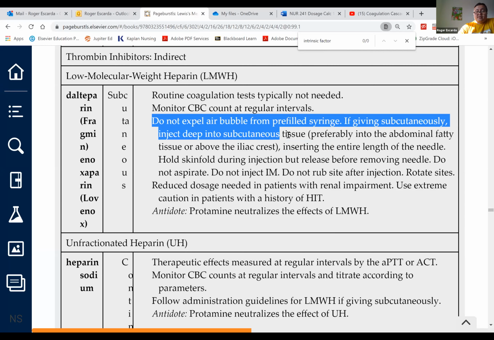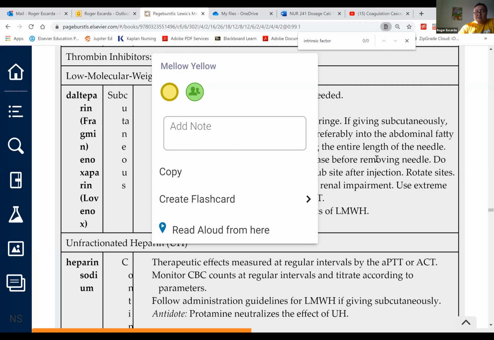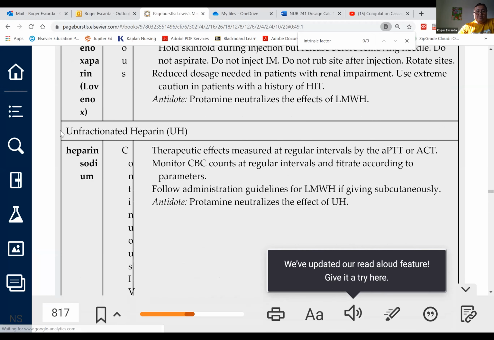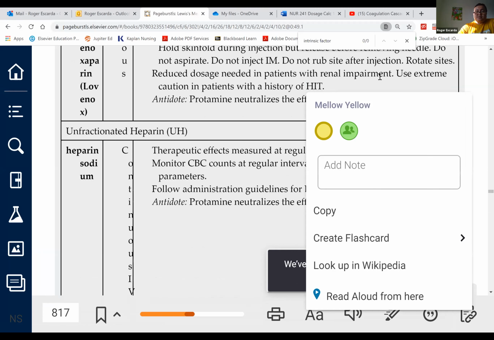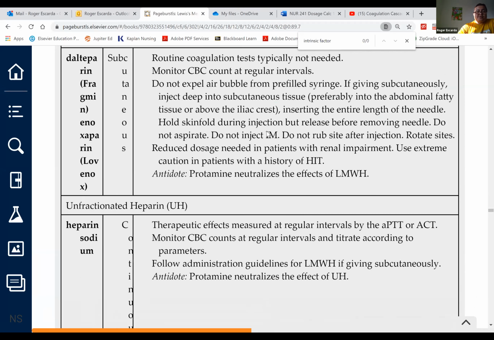And where do we give it? And I remember in class we said it's given into the love handle, which is the tissue above the area above the iliac crest, which is the love handle. All right. These are both heparin, so the patient will be assessed for signs and symptoms of HIT, which is discussed in chapter 30.